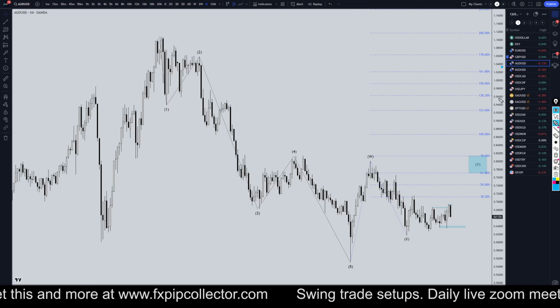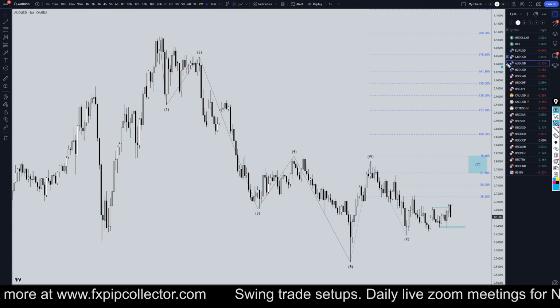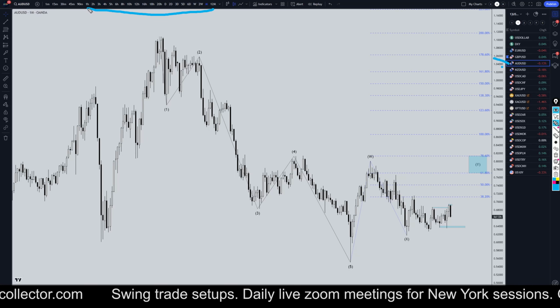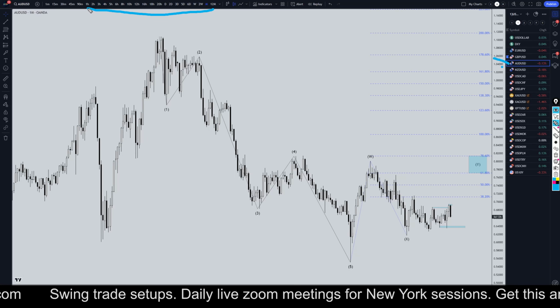Today is Friday, October 25th, and I'm going to be analyzing the Aussie US dollar, starting on the monthly, working my way all the way down to the 1 hour time frame for the full top-down analysis.